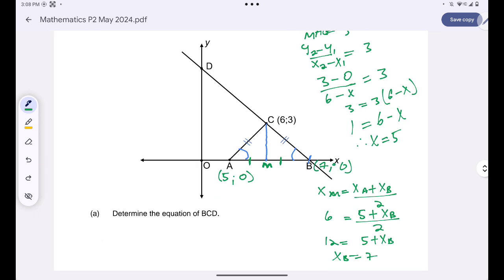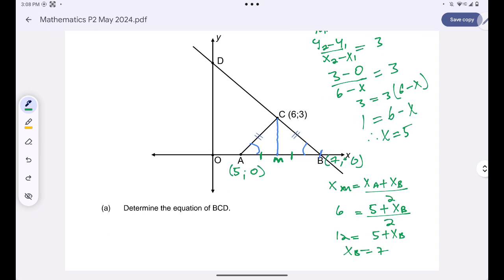Now I can find the equation of line BCD, because I have 2 points. The only thing I need to find is the gradient, right? So the gradient of line BC is simply y2 minus y1 all over x2 minus x1. This is the y value at C minus the one at B, all over the x value at C minus the x value at B. This will give me negative 3 as my gradient.